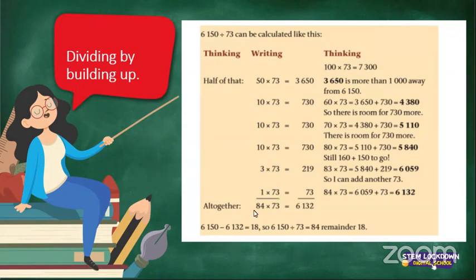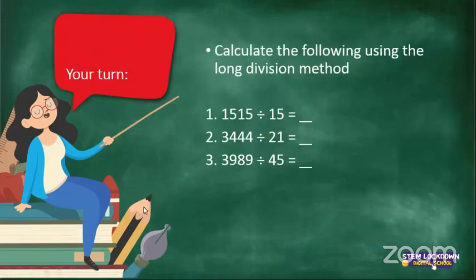So you know, okay, for me to get to 6,150, I still need to add 73. All right. So you say 1 multiplied by 73 equals 73. Now you are adding all your multiples that you are forming. So take 50 plus 10 plus 10 plus 10 plus 3 plus 1 and you get 84. And you say 84 multiplied by 73 equals 6,059 plus 73, which the answer now is 6,132.